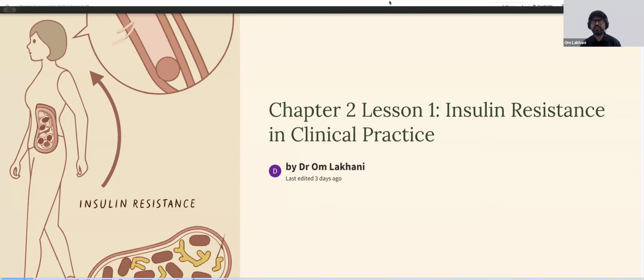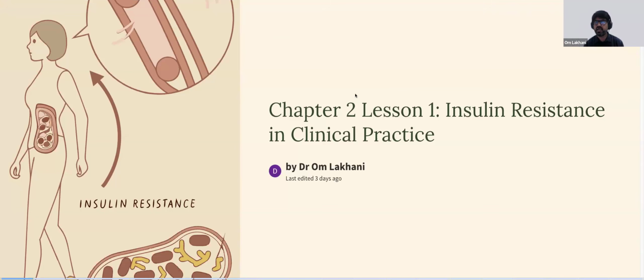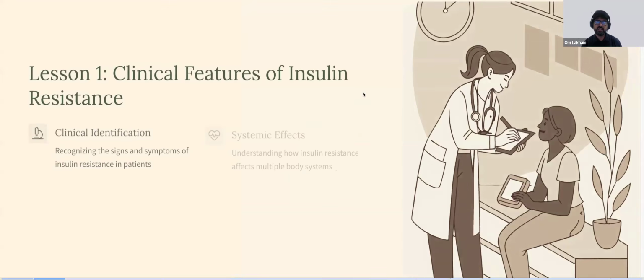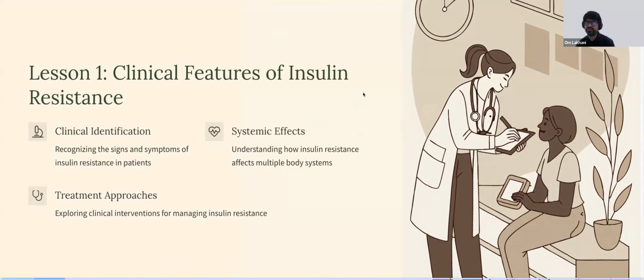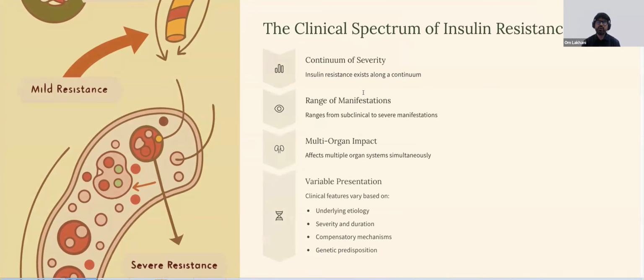So let's first begin with chapter 2, lesson 1, that is insulin resistance in clinical practice, and how you will assess for insulin resistance as a clinician. How will you identify a patient having insulin resistance, and what would be the approach? If you see the clinical spectrum of insulin resistance, it could have varying severity, and often it would have multiple organ involvement, right?